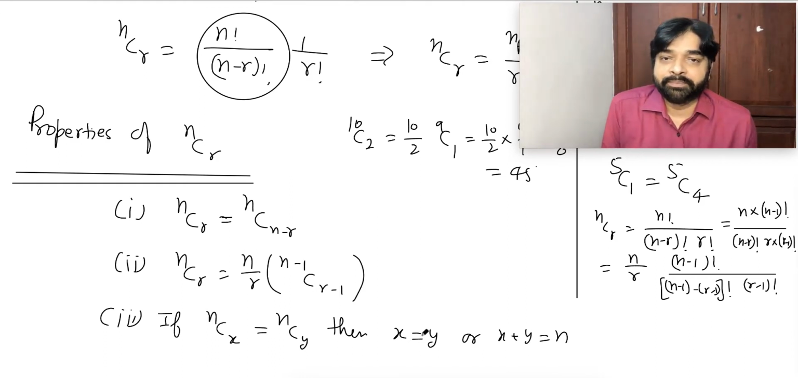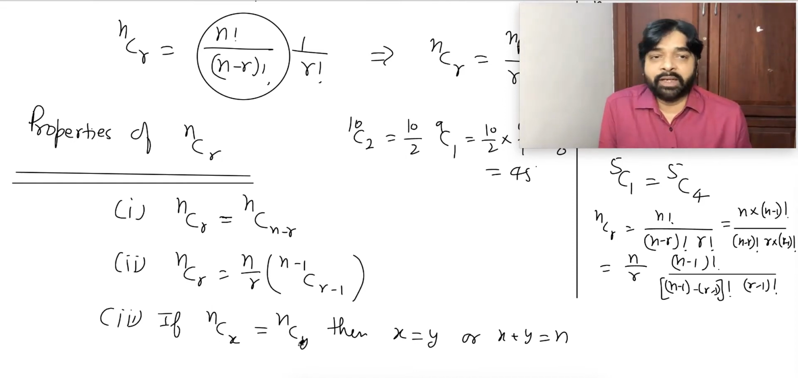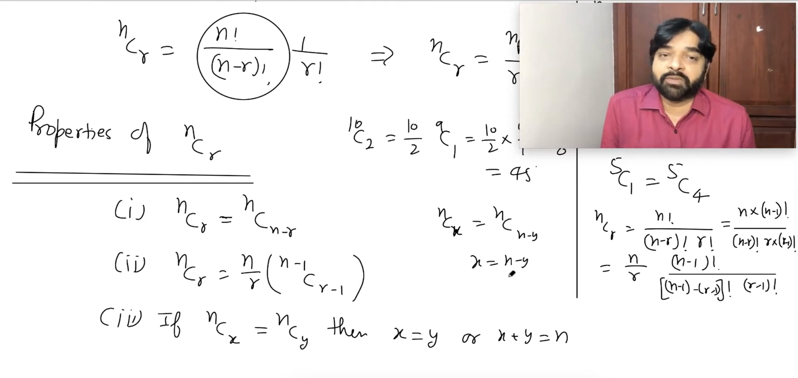Always remember. Because if NCX equals NCY, one condition is X equals Y, no doubt. The other condition: since NCY equals NC N minus Y also, again they will be equal. So X equals N minus Y also, meaning X plus Y equals N also.